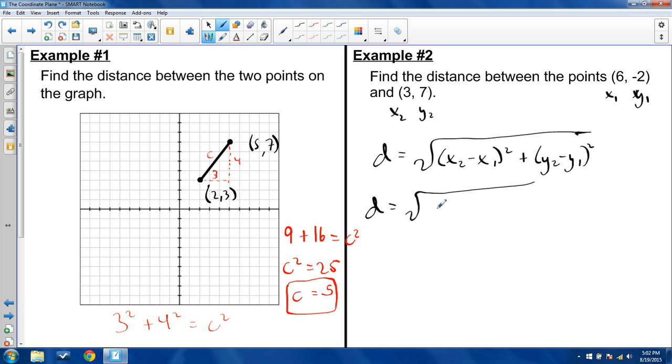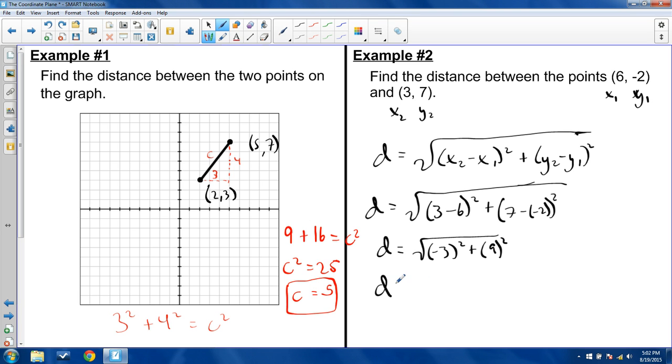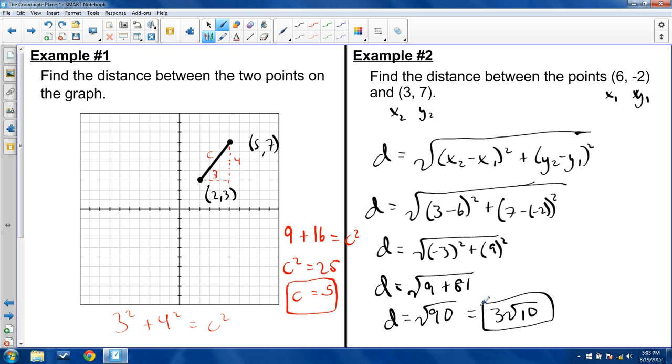So this becomes the square root of 3 minus 6 quantity squared plus 7 minus negative 2 quantity squared. So that becomes the square root of negative 3 quantity squared plus 9 quantity squared, which is the square root of 9 plus 81, which is the square root of 90, which comes out to, I think, 3 root 10 if you simplify that one right there. So that's the distance. I don't know what that number is, a little bit more than 9, right? It's between 9 and 10. So that's the distance right there.